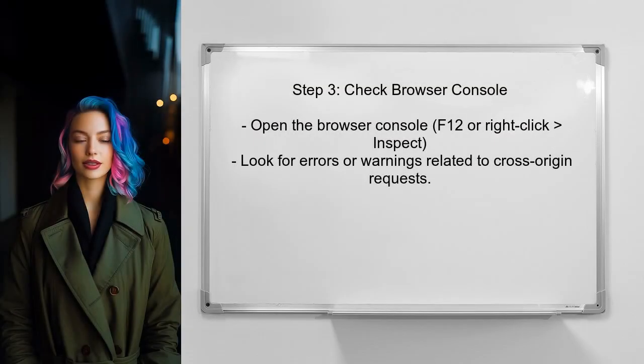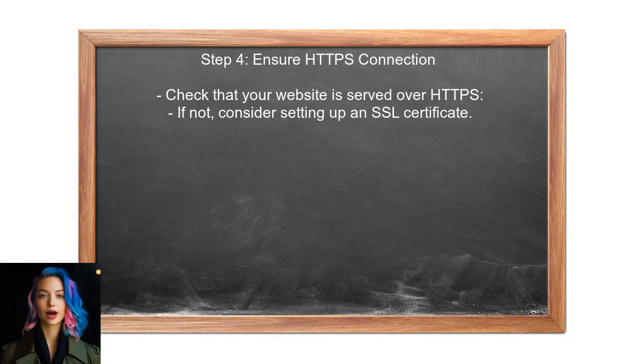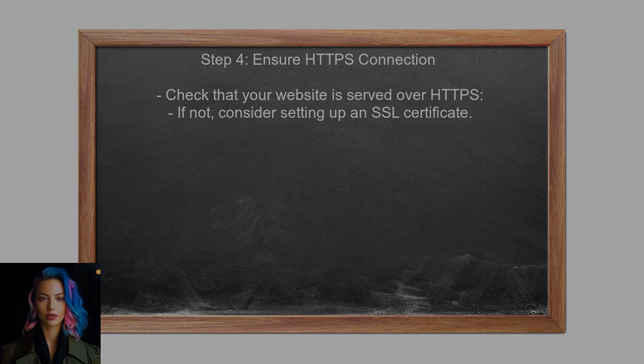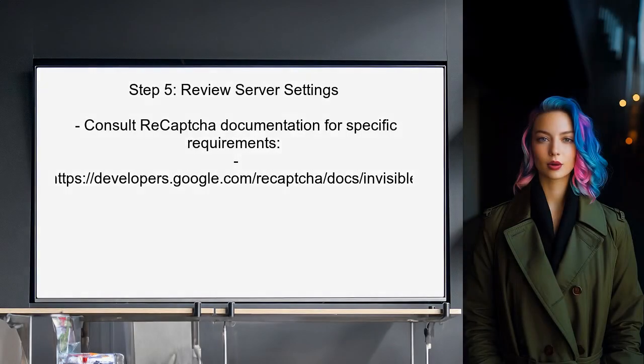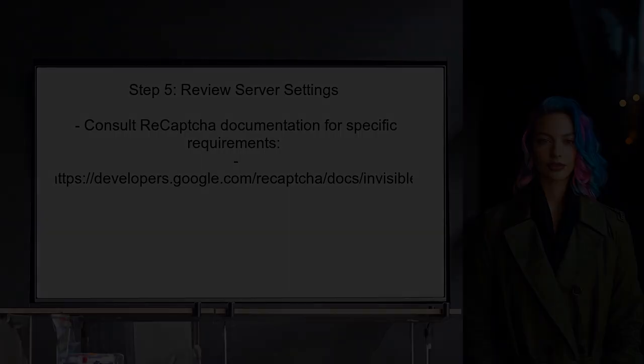The user should also check the browser's console for any additional errors or warnings that might indicate issues with cross-origin requests. This can help identify if there are any other underlying problems. Additionally, the user should ensure that their website is served over HTTPS. ReCaptcha requires a secure connection to function properly, and using HTTP can lead to this error. Finally, if the issue persists, the user may want to review their server settings or consult the ReCaptcha documentation for any specific requirements related to their implementation.